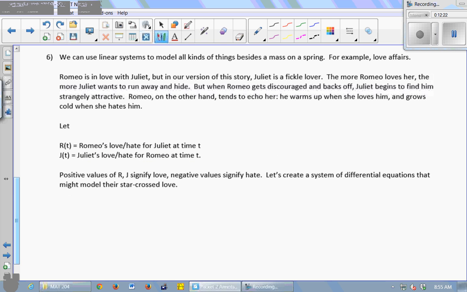We could also model all kinds of things besides the mass on a spring, for example, love affairs. So let's say Romeo is in love with Juliet. But in our version of the story, Juliet is fickle. And the more Romeo loves her, the more she wants to run away and hide. He's very smothering, right? But then when Romeo gets discouraged and backs off, he's like, fine, you're not interested. Juliet begins to find him strangely attractive again. But Romeo, on the other hand, tends to echo her. He warms up when she loves him and grows cold when she hates him.